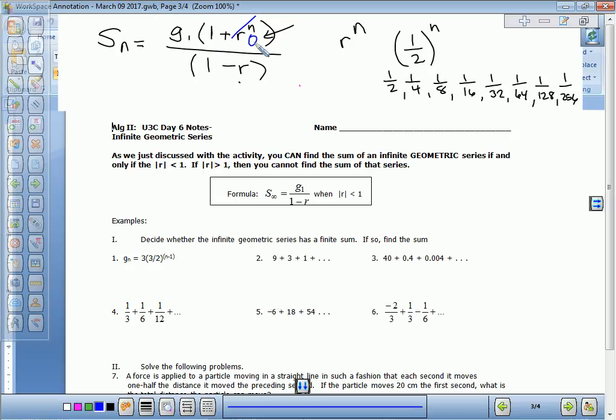Okay? So, as this approaches 0, what is 1 plus 0? 1. And what is 1 times g sub 1? G sub 1. And that's where this formula comes from.